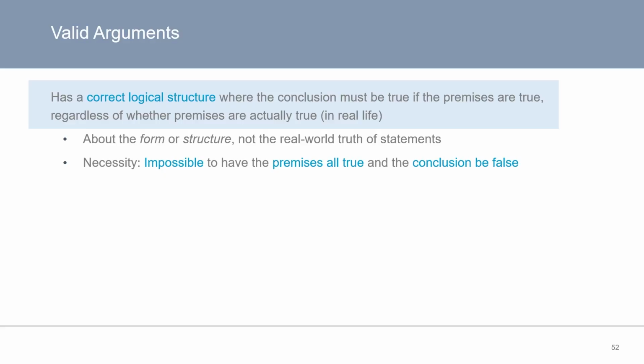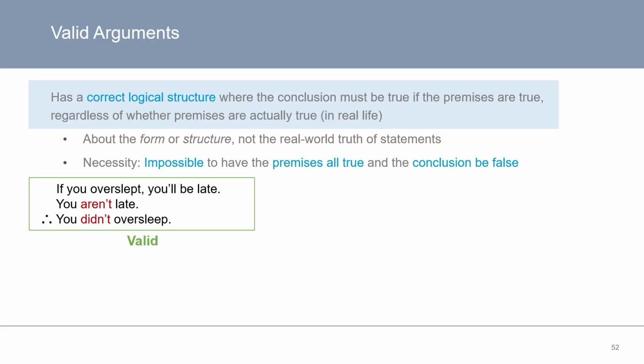A necessity of a valid argument is that it's impossible to have the premises all be true and yet the conclusion still be false. Now let's look at a few examples and distinguish whether they're valid or invalid. This first example argument states if you overslept, you'll be late, you aren't late, therefore you didn't oversleep. This argument is valid because if we assume the first 2 premises are true, then it follows that the conclusion is also true.